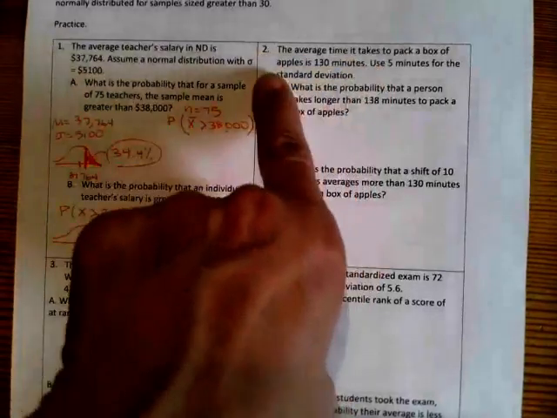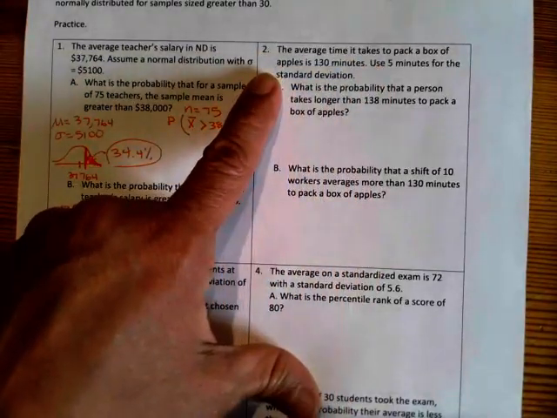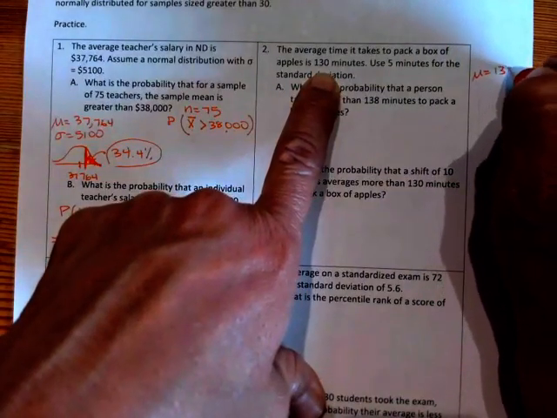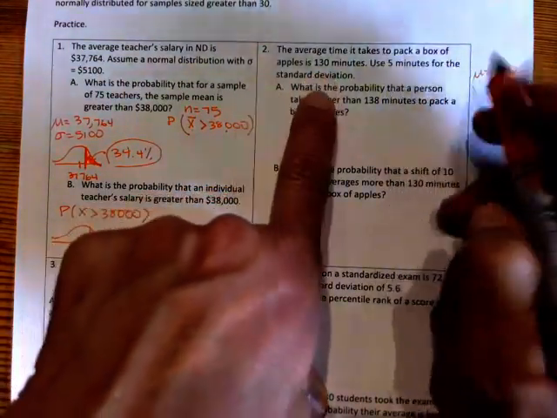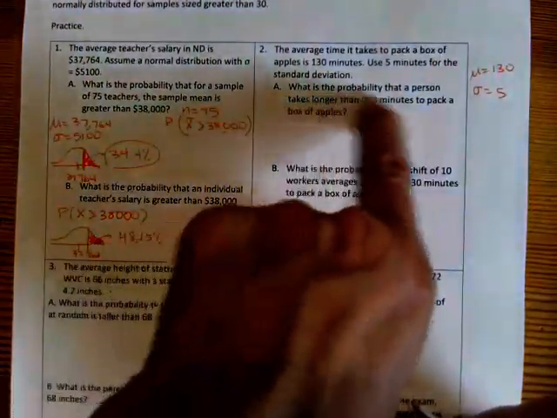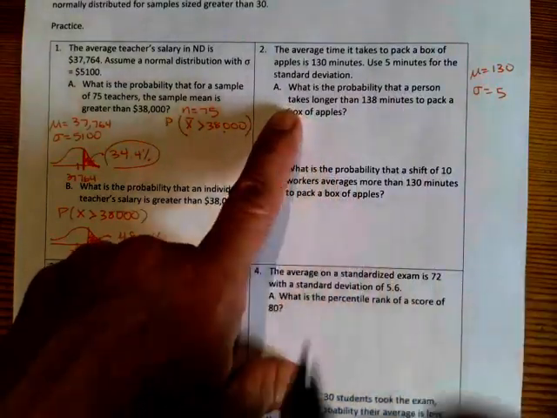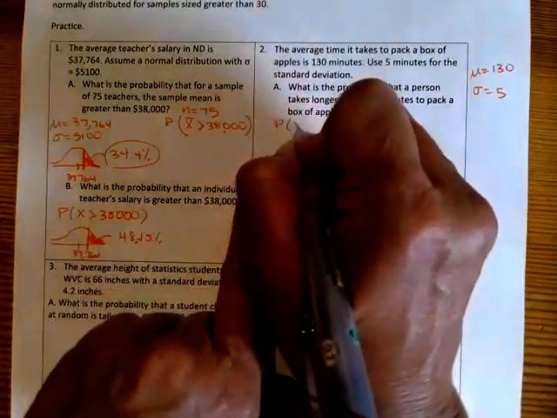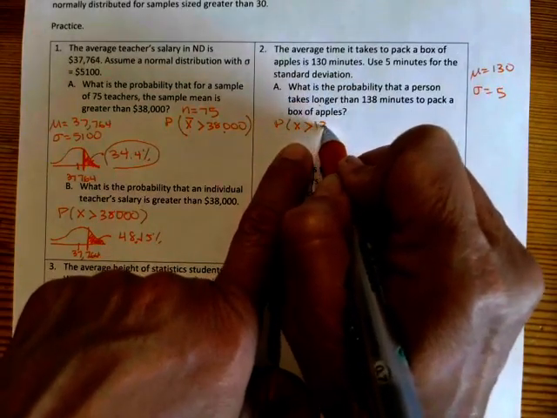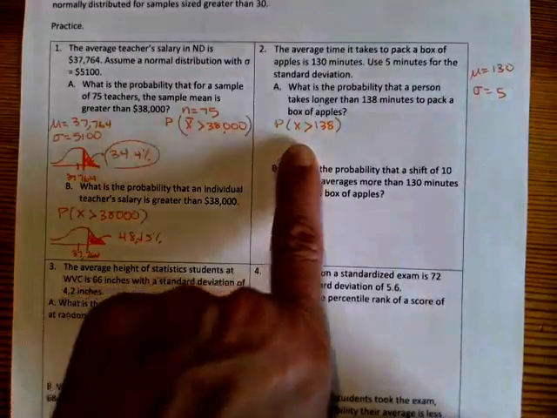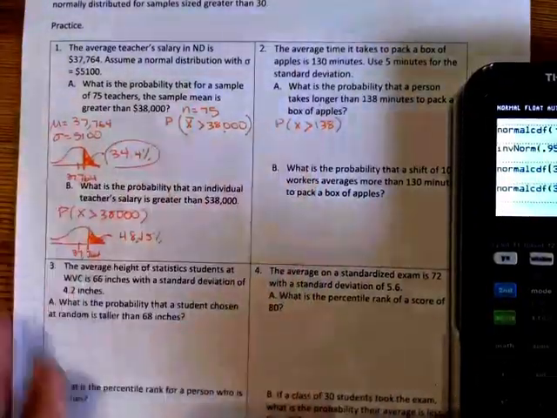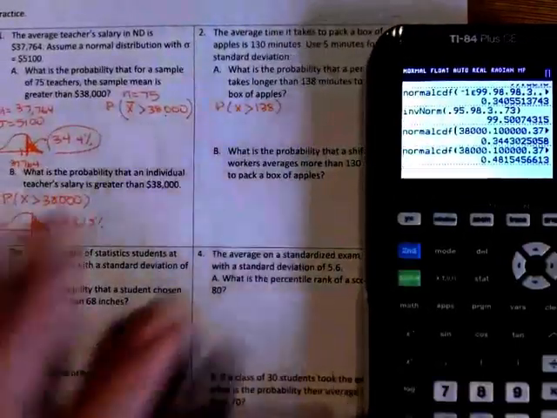So, the average time it takes to pack a box of apples is 130 minutes. So mu is 130. Use 5 minutes for the standard deviation. What's the probability that a person, so that's just a single, so probability X longer than, so greater than 138? So do you want to try to do that on your calculators before me? If you want to get a head start, go ahead and pause.